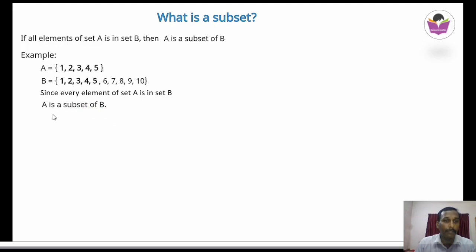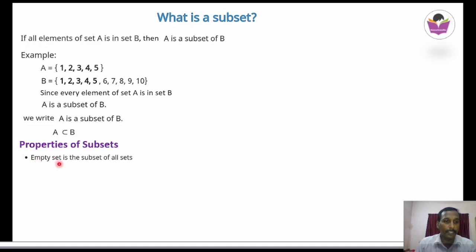Then how do we represent it? We write A is a subset of B like A, then this is the symbol, subset of. We read it as A is a subset of B. Then there are some properties of subsets. Let's discuss. There are 2 properties.